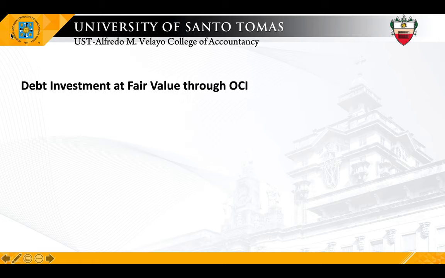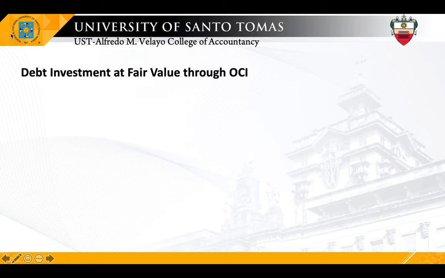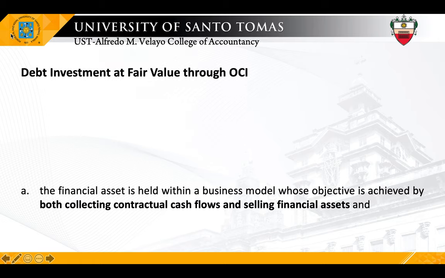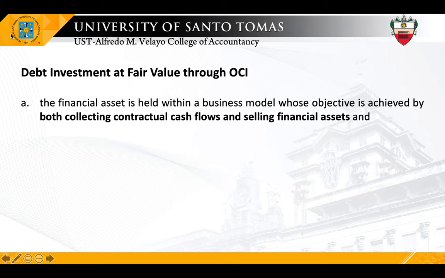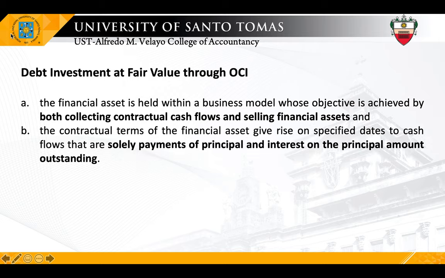Next, when can we classify an investment as at fair value through other comprehensive income? So the financial asset is held within a business model whose objective is achieved by both collecting contractual cash flows and selling financial assets, and the contractual terms of the financial asset give rise on specified dates to cash flows that are solely payments of principal and interest on the principal amount outstanding.